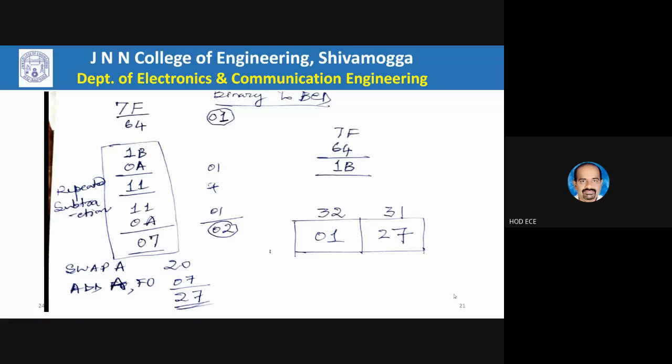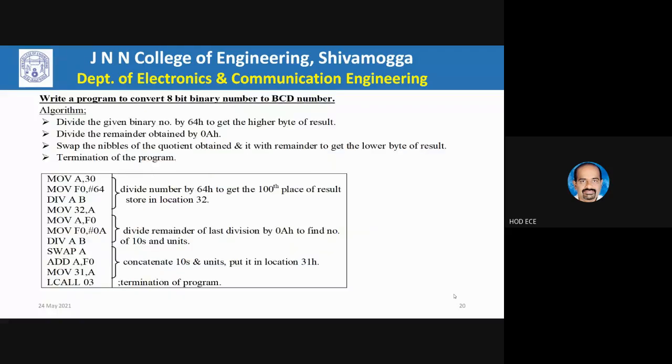So bring the 2 to the tens place, because 2 tens are there. So 20 plus 7, you will get 27. This is what you have to do. So totally the answer is, in memory location 32 you will have 01, and in memory location 31 you will have 27. That is how your binary number is converted into a decimal number, or BCD number.